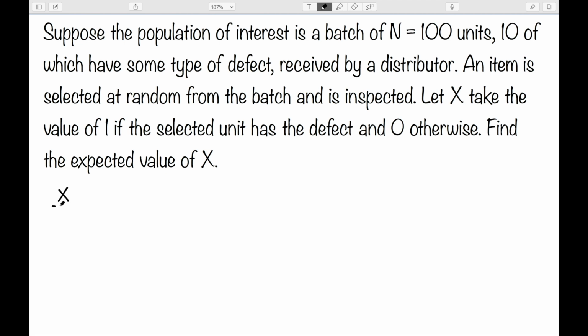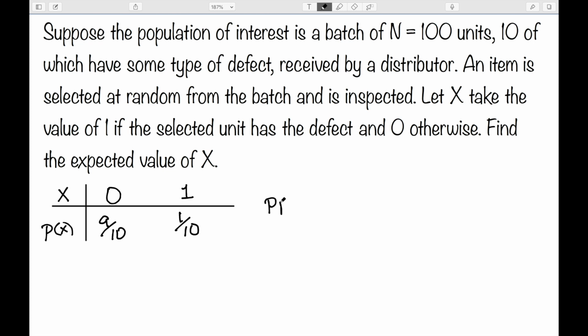We need to start with the PMF, the probability mass function. Well, the possible values that x can take are 0 and 1, depending on if it's defective or not. 1 means the item was defective. There are 10 with a defect out of 100, so 10 out of 100, or 1/10. And that means 9/10 do not have a defect. So this is my PMF.